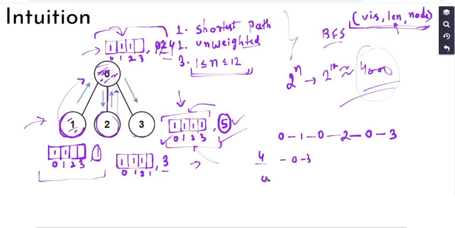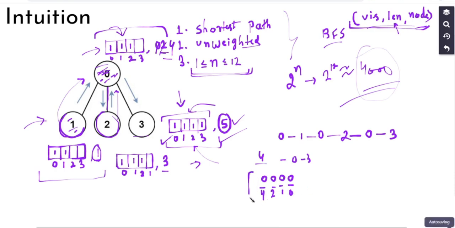So what we can do is use bit masking. So what are bits? Any number can be represented in the form of bits or binary form. So since we have 4 nodes, we take 4 binary bits, and this is the position number 0, this is the position number 1, this is the position number 2, and this is the position number 3.